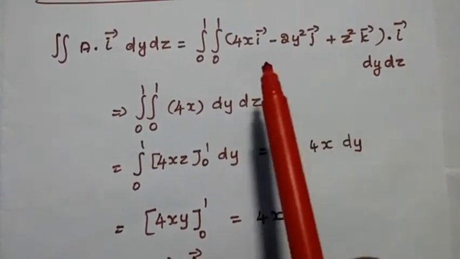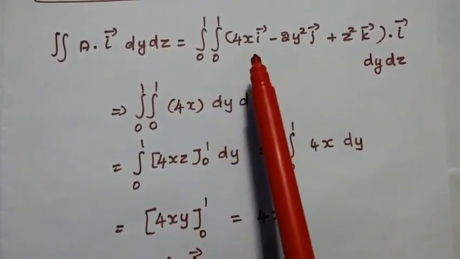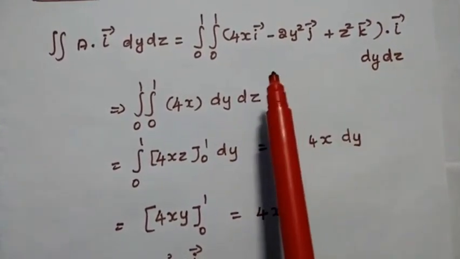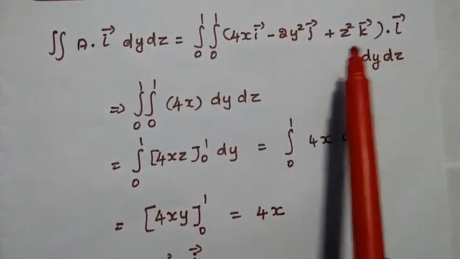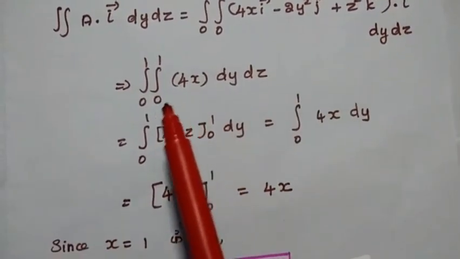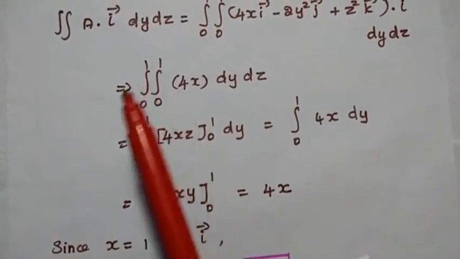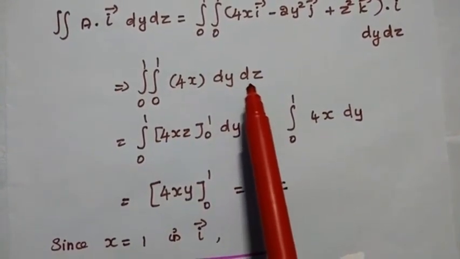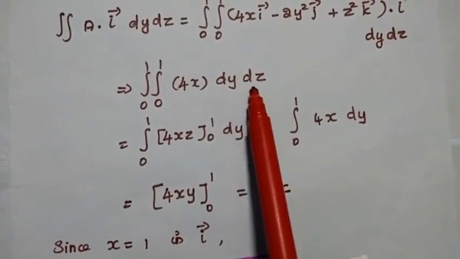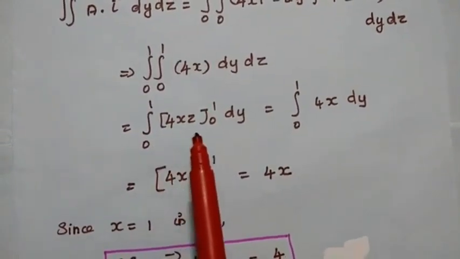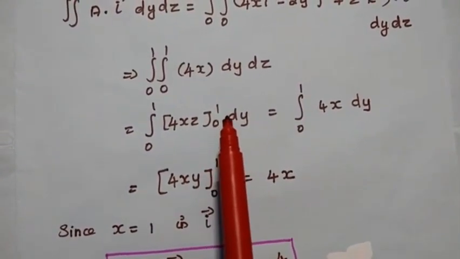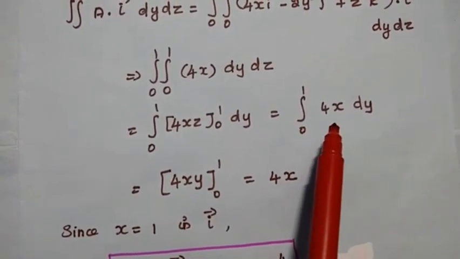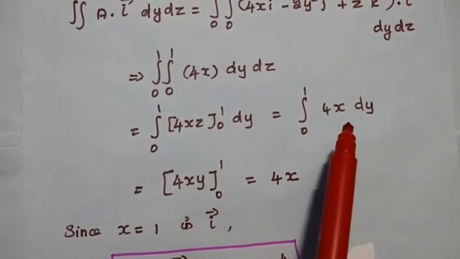For the dot product we have the value for this i vector, that is 4x, because i dot i is equal to 1, j dot i is 0, k dot i is 0. So we get the surface integration of 4x with respect to dy and dz. First we are going to integrate with respect to z. So here it is 4xz, the limits from 0 to 1, and then we get the answer as 4x, correct? z equal to 1 means 4x.